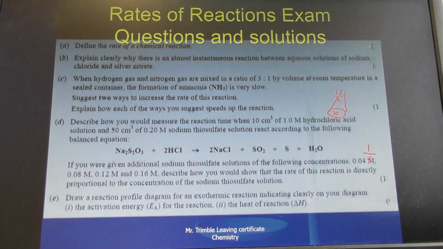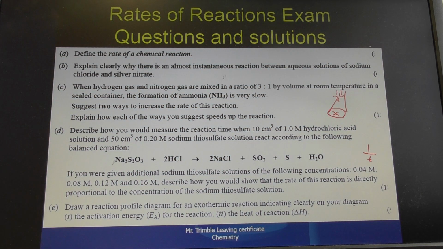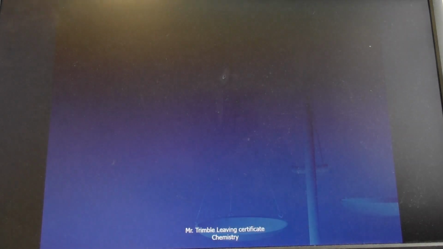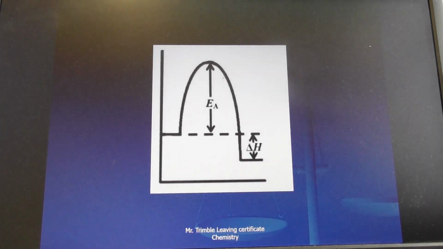And then, draw a reaction profile diagram for an exothermic reaction, again, that's the one we showed earlier. Indicate clearly on the diagram the activation energy and the heat of the reaction. So there you have it again. We marked that in earlier.